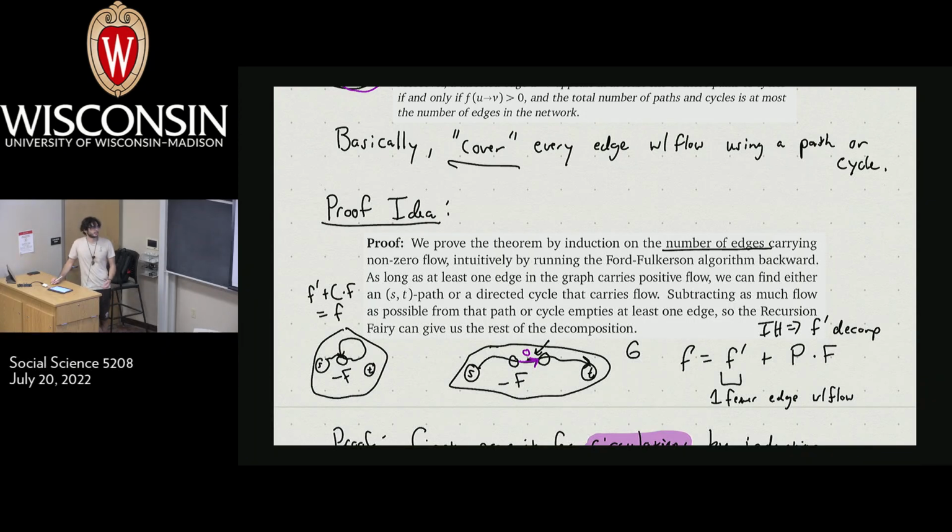So in this case, we have F prime plus a cycle times F equals F. So that's the idea. We're using induction to recursively construct a decomposition of the simpler graph with fewer edges. And then we combine that with the cycle or path we found in the first step to get a full decomposition of F in terms of cycles and paths.